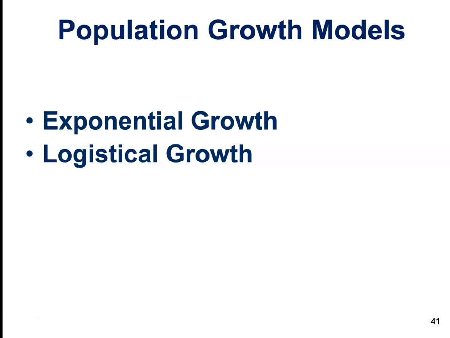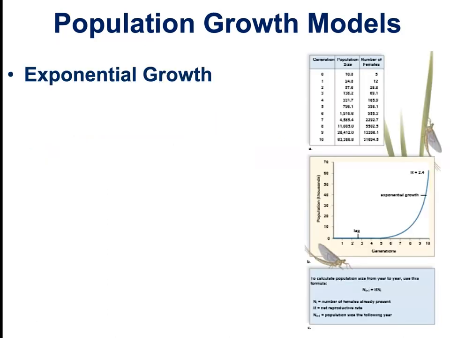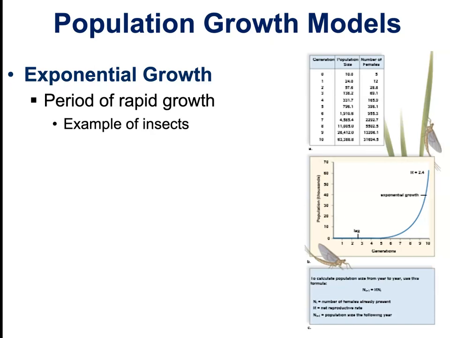So the next thing that we're going to talk about when studying a species, we're often going to see a period of growth. And so we're going to look at 2 different population growth models, starting off with exponential growth. So we're going to take a look at insects that reproduce only once in their lifetimes. This area of exponential growth is going to be a period of very, very rapid growth. Fantastic example of this would be insects.